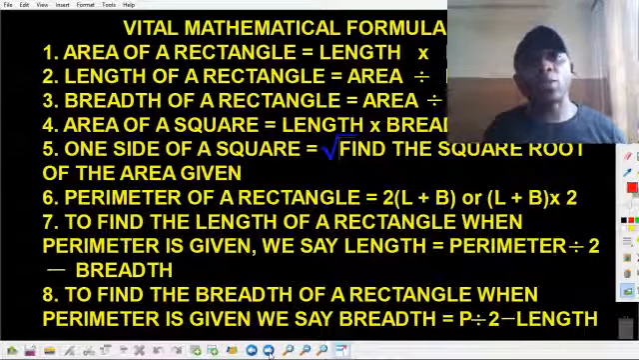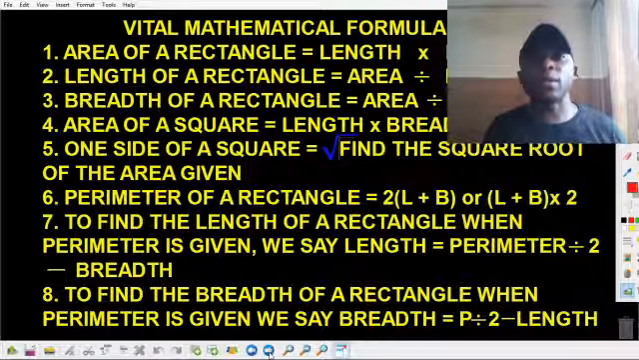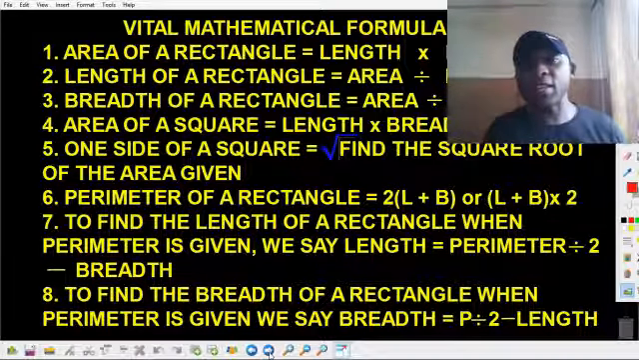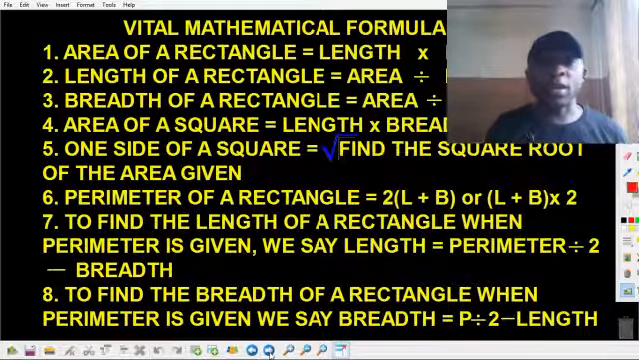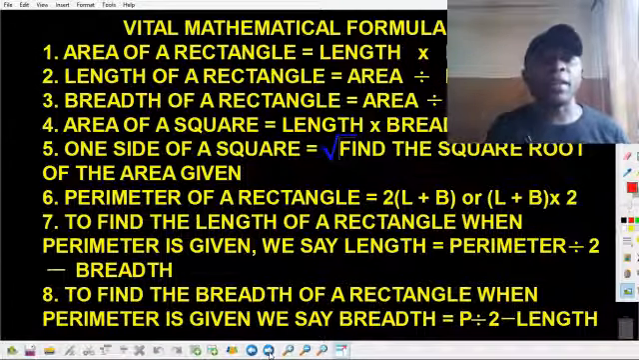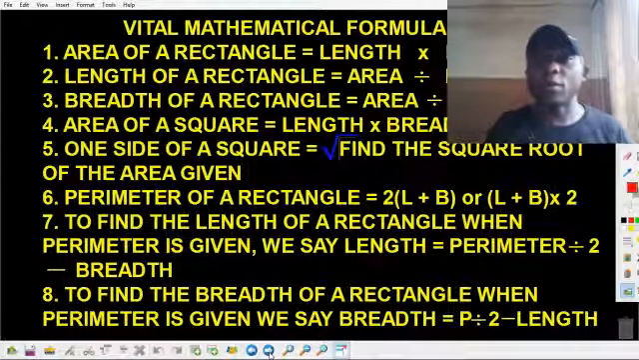Now before I proceed, I would like to introduce some vital mathematical formulas and some key points that learners need to master in order to overcome most of the challenges they are going to come across. Now the first one here says for them to find the area of a rectangle, you have to multiply the length times breadth.